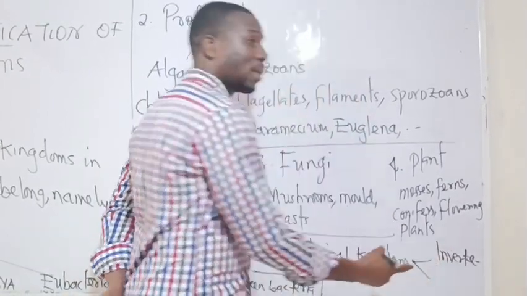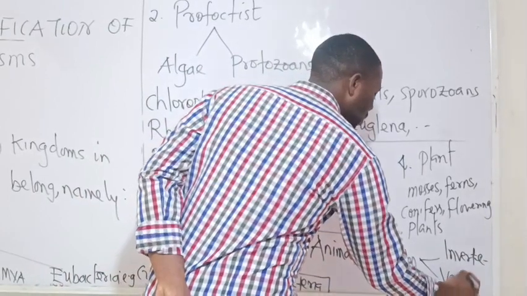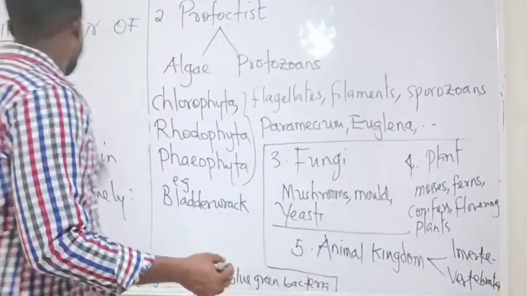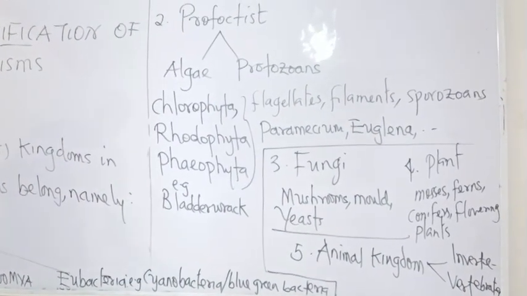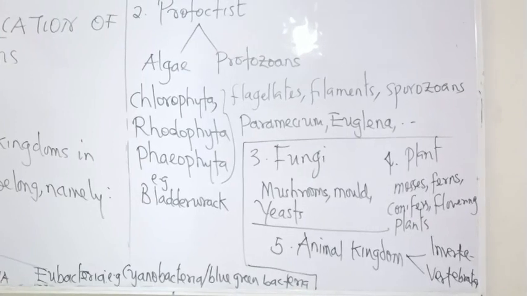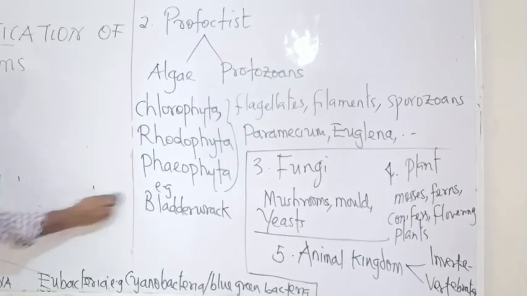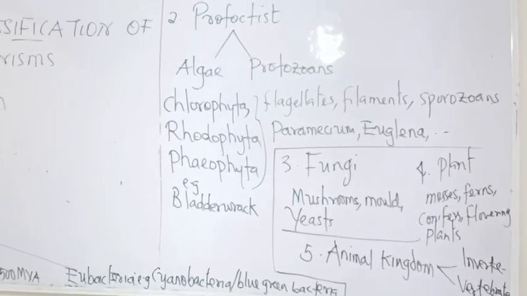Animals without the backbone or spinal cord, and of course we have the vertebrates. Let me now talk about each of these kingdoms independently. You need to bear with me for a while as I wrap this up. So let me proceed. I'll start off now with the kingdom prokaryote.